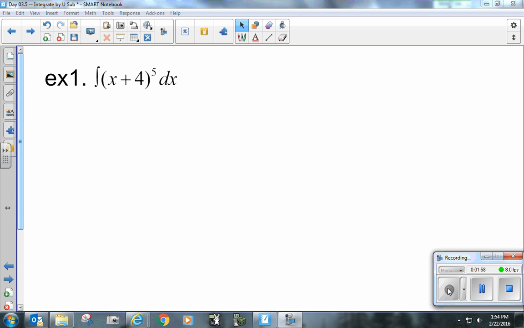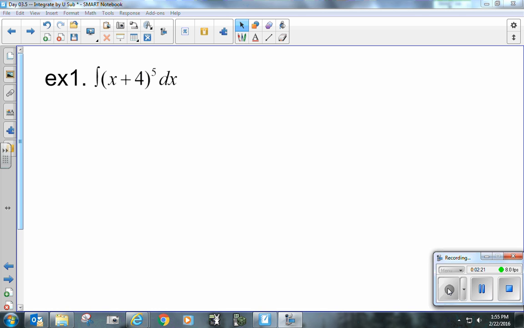Ready? Here we go. Let's perform a u substitution. So this might be an issue. What's one way you could do this without u substitution? Any suggestions? If I got stuck in a problem like this, I would actually expand that out and do it 5 times, FOIL it.